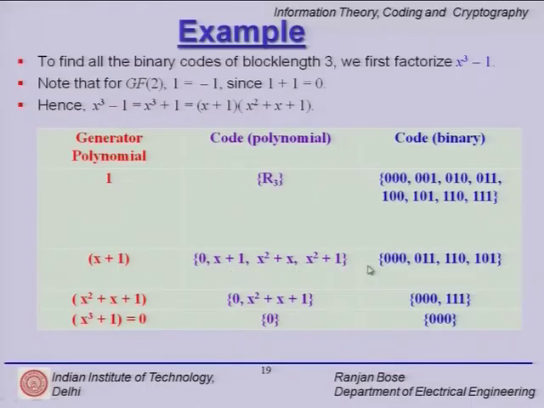these 4 codes, polynomial code words, and if you have x squared plus x plus 1, you have got these 2. So, this is a repetition code. So, x squared plus x plus 1 is a generator polynomial for a repetition code of block 3. Now, x cube plus 1 itself is a factor, and so this again gives a useless code.